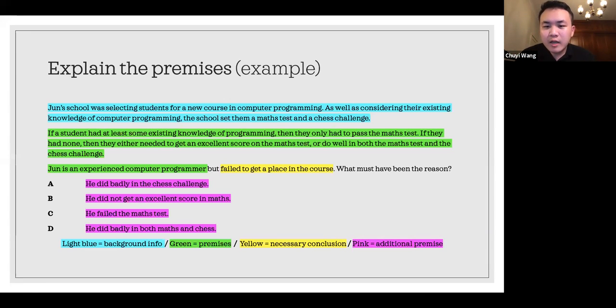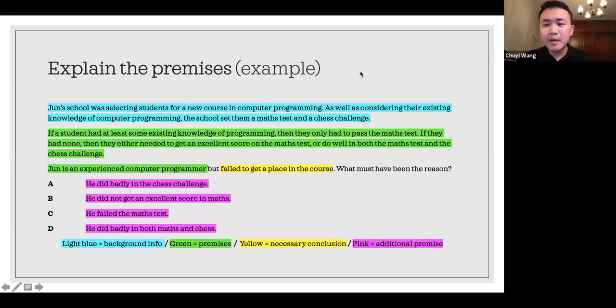So let's look at the premises of the question. If a student had at least some existing knowledge of programming, they only had to pass the maths test. If they had none, then they either needed to get an excellent score on the maths test or do well in both the maths test and the chess challenge. Now we know that Jun is an experienced computer programmer, but, and here's the conclusion that we have to find an additional piece of information to make true, he failed to get a place in the course.